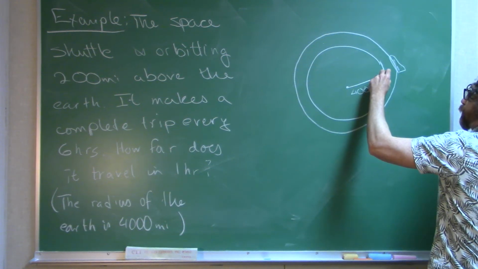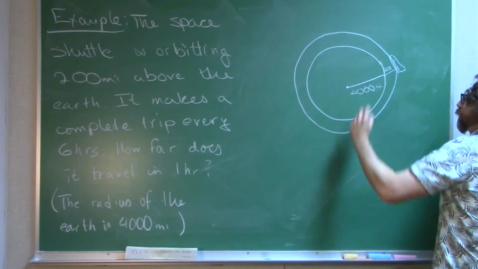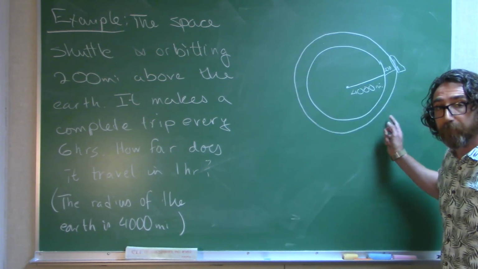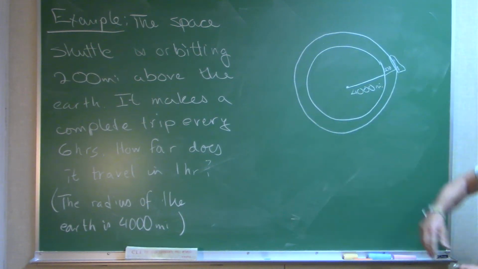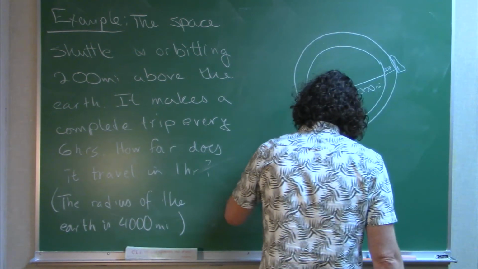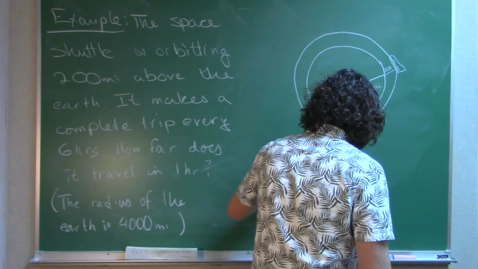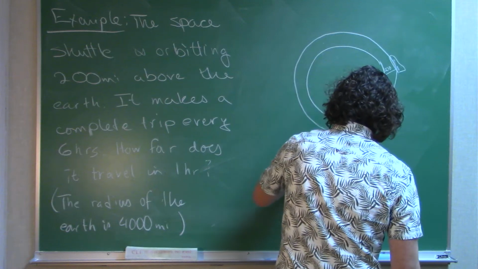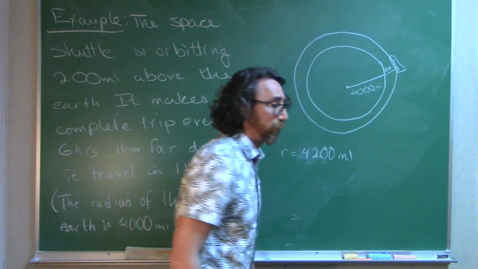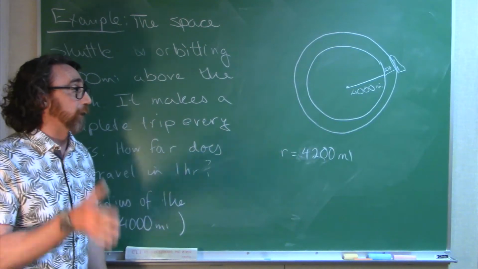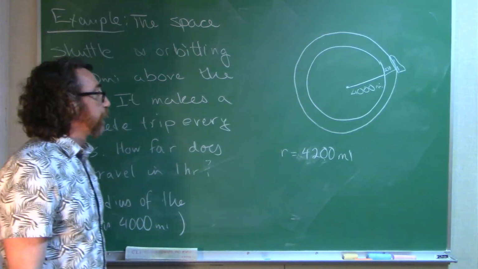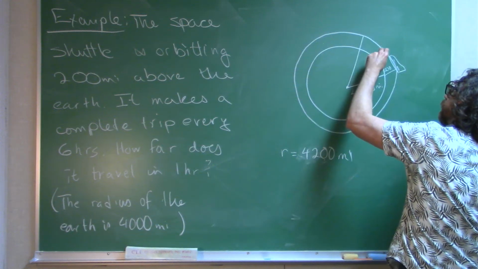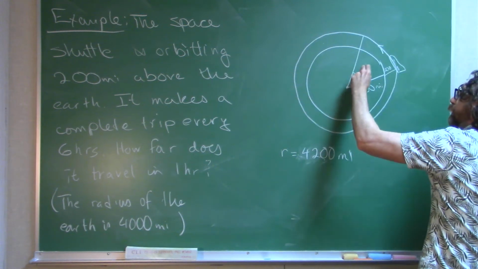Now, this circle is an additional 200 miles. So the radius of the outer circle that the space shuttle is traveling around is 4,200 miles. That's my radius. Now the question is, what's the angle? We want to know an hour later, we're going to be somewhere over here. The question is, what's that angle?